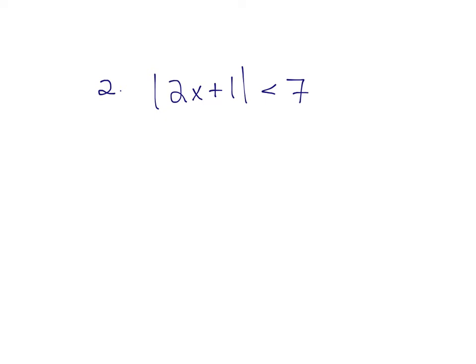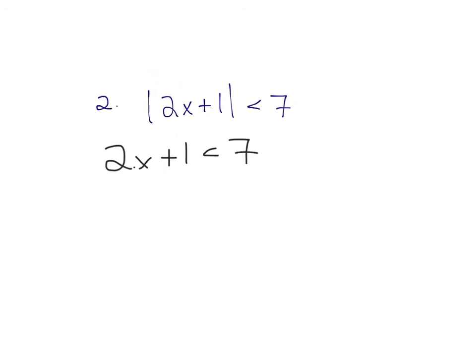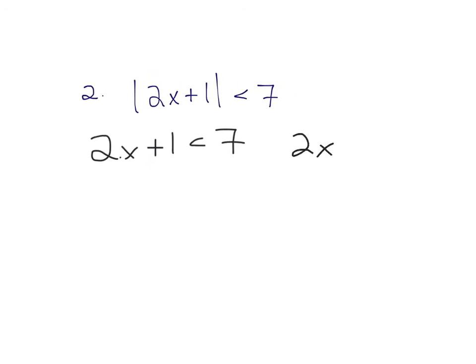So I'm going to rewrite the whole thing. Just take away the absolute value bars. Same symbol. And it's 7. Now, just like before with the equal sign, I'm going to change the sign on the 7. But in addition to that, I'm also going to reverse my inequality symbol. So I'm going to actually do 2x plus 1 is greater than negative 7. So in addition to negating or making it negative, you're also going to reverse the symbol.